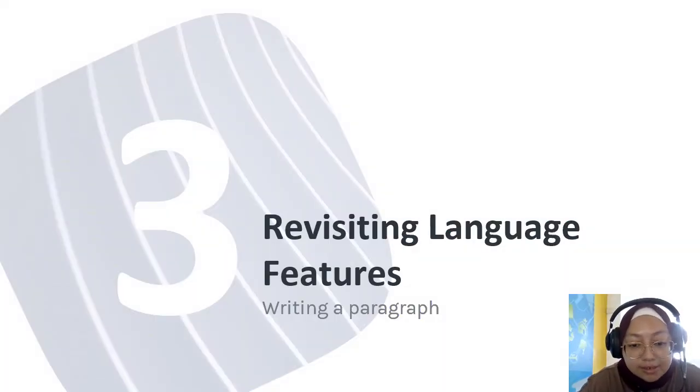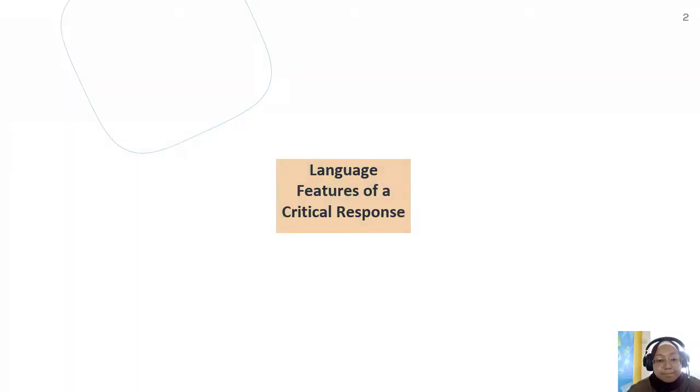Right, so let's look at language features of a critical response. Now, a couple of weeks ago, we went through the three key main language features of critical responses, and they are complex sentences, evaluative language, and hedging. All right, so I'm just going to go through them real quickly.